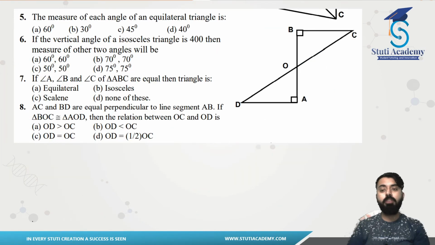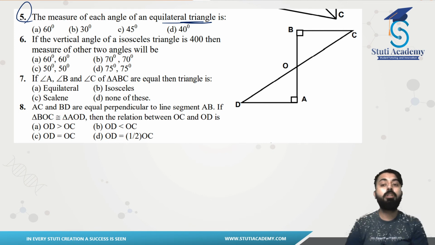Now let's move forward and see what do we have. In our fifth question, we have this one. The measure of each of the angle of an equilateral triangle. This is a pretty easy question. You guys will be answering me this one. So measure of each angle of an equilateral triangle is always 60. We had already proved this one. So this is always 60.